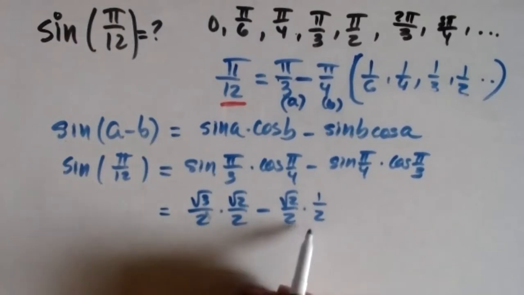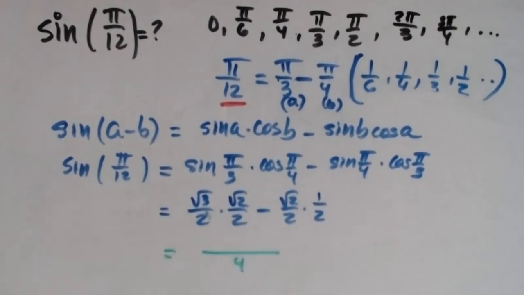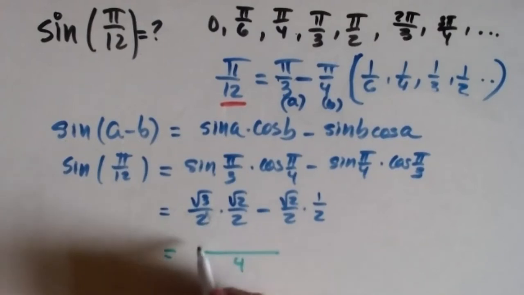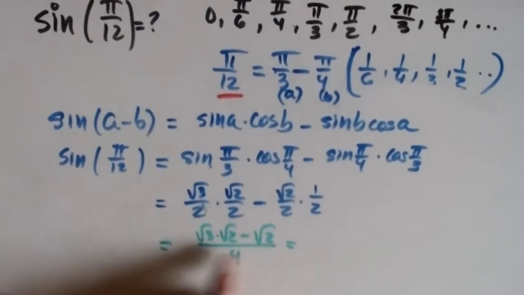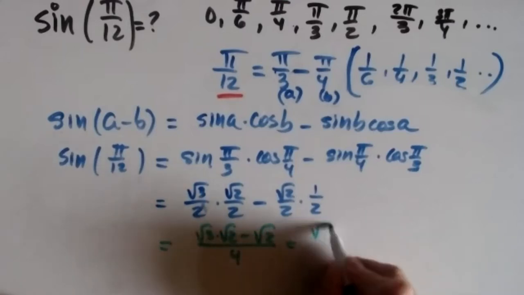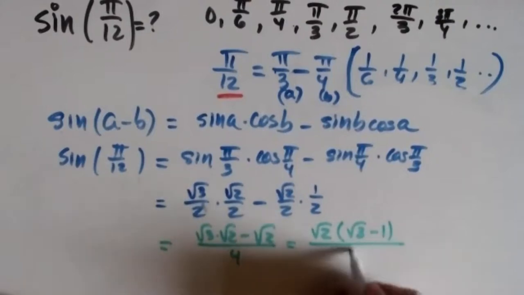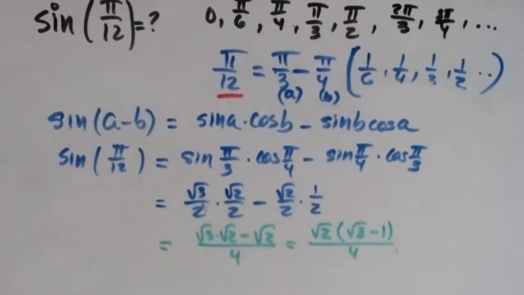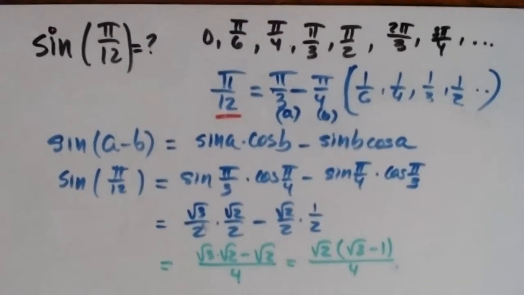So again, this is 4, so my fraction is a fourth. And then I have the square root of 3 times the square root of 2 minus the square root of 2. So technically this is correct, but usually in the test they ask you to factor. So you have the square root of 2, parentheses, the square root of 3 minus 1, over 4. And that's my answer. Okay? Pretty much.